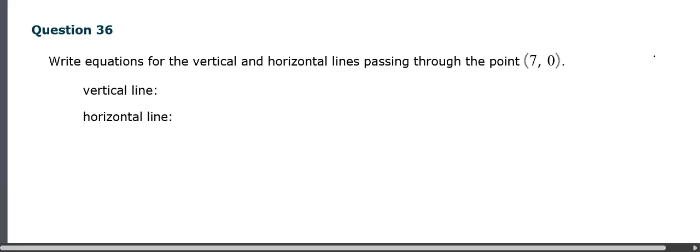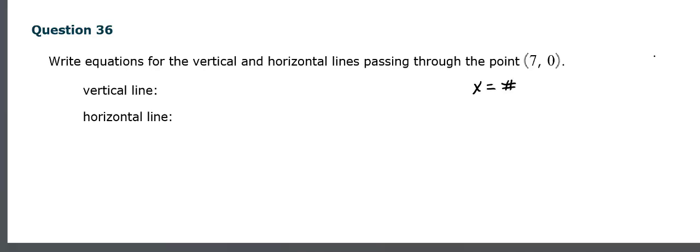Our next problem says write equations for the vertical and horizontal lines passing through the point. So just for review, a vertical line has an equation x equaling some number, and a horizontal line has the equation y equaling some number. So we have an ordered pair here. Remember, the first value is x and the second is y. So if we're writing the equation of a vertical line that passes through the point (7, 0), it's going to be x equals the x value, which in this case is 7. So writing the equation for the horizontal line, it's going to be y equals the y value, and in this case, 0.